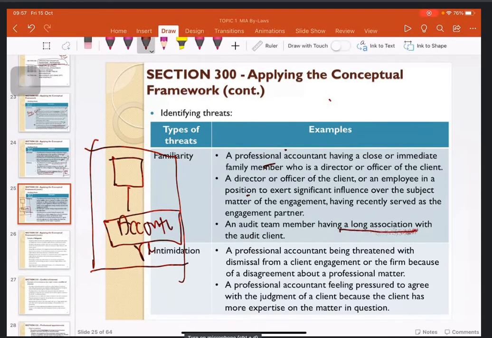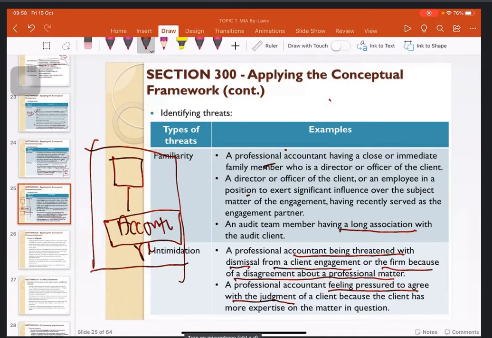Intimidation adalah if the professional accountant be threatened with dismissal from the client engagement or the firm because you disagree. Kalau you disagree dengan something and then client ugut nak dismiss you, that one we call it as the intimidation. Ataupun professional accountant feeling pressure to agree with the judgment.